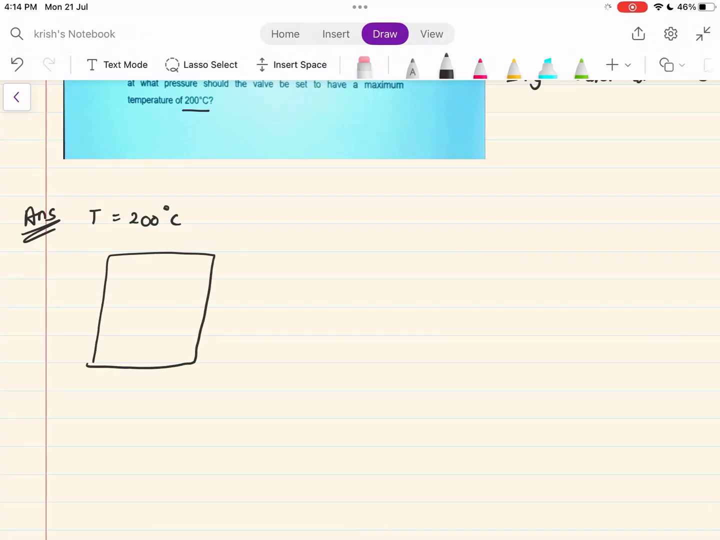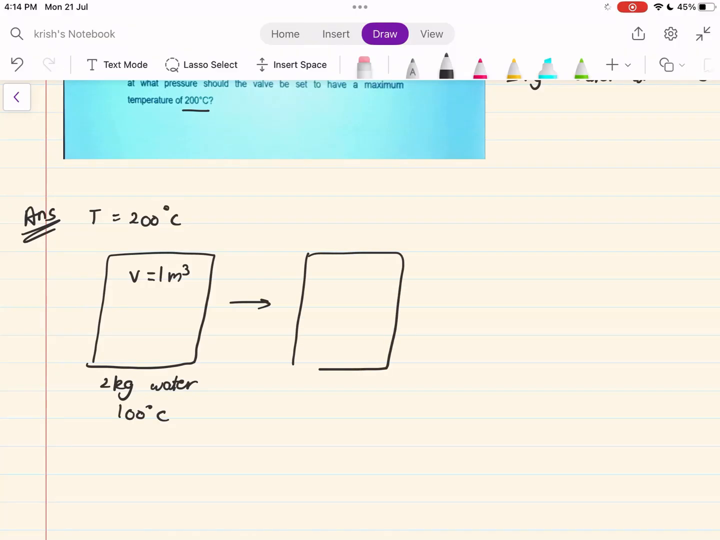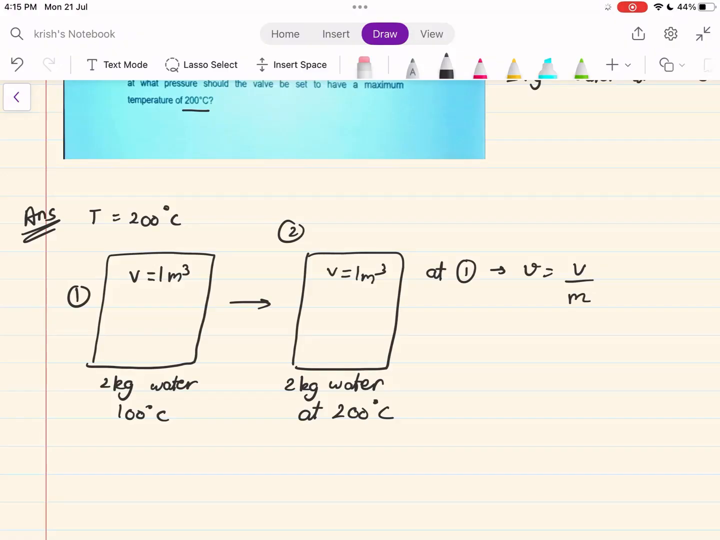This is a rigid vessel with capital V of 1 meter cube and 2 kg water at 100 degrees Celsius. And then it is still 1 meter cube because it is a rigid vessel, and we have 2 kg water at, sorry, 200 degrees Celsius because we are heating it. Right. So at state 1, if we calculate the specific volume, it is the total volume by the mass. So specific volume is 1 by 2 is 0.5 meter cube.